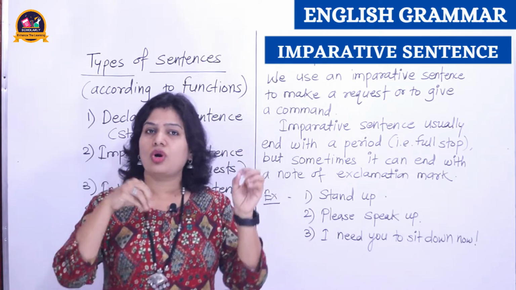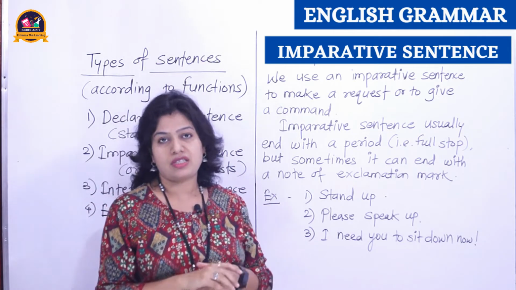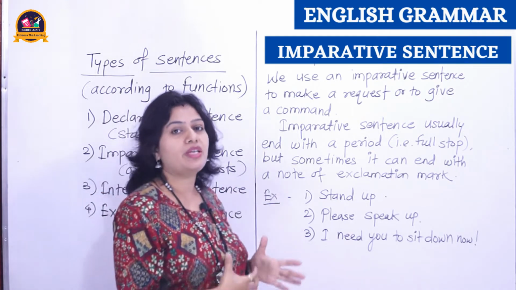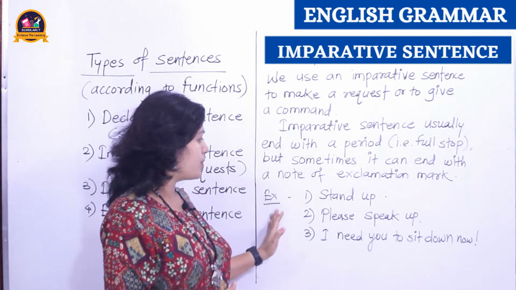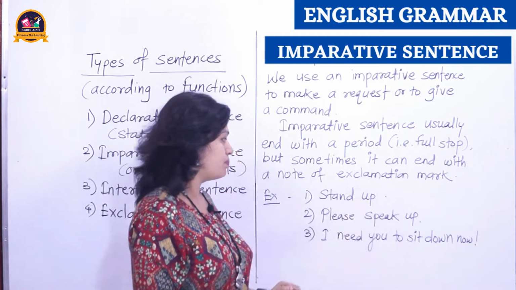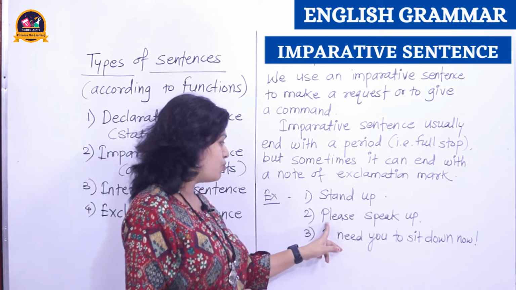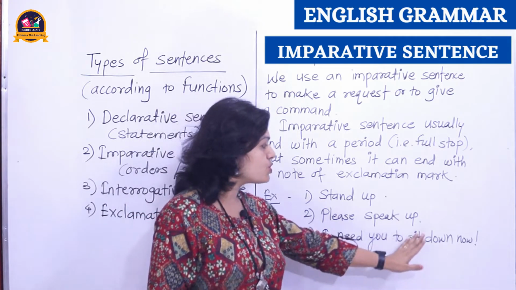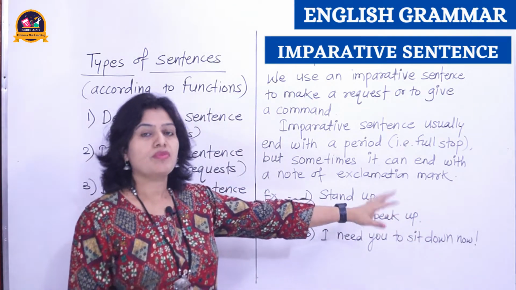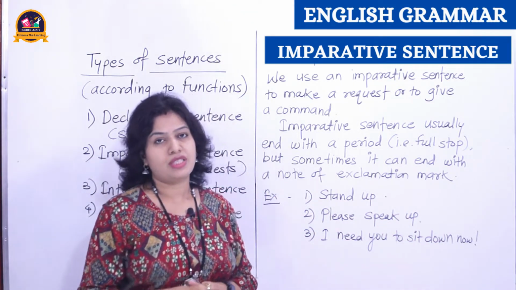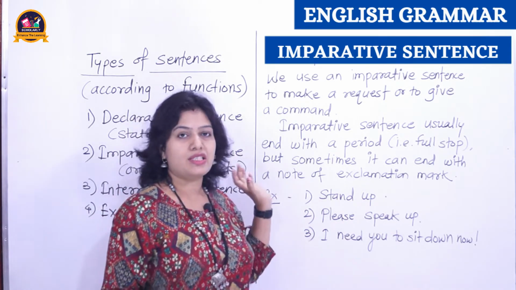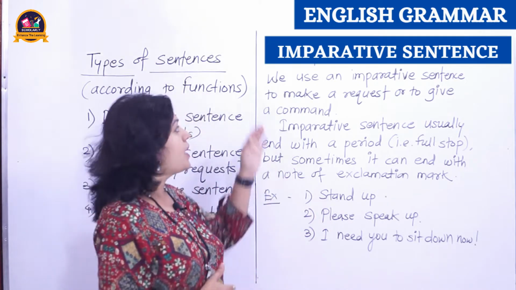So for the orders we give, or when we request something, the imperative sentences are used there. The examples, first one is: Stand up. A command is expressed. Please speak up. Request, because the word please is here. Then: I need you to sit down now! This sentence ends with an exclamation mark. As I told you, this happens in some circumstances only, but mostly there is a full stop in these types of sentences. So this is the second type of sentence, that is imperative sentence.